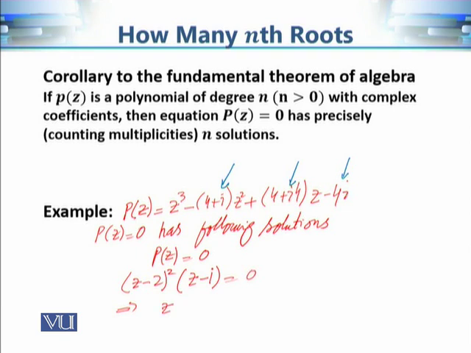Now we can factorize this polynomial into the following factors: (z minus 2) square multiplied by (z minus i). So in other words, we can say that this polynomial has the following roots: z1 equal to 2, z2 equal to 2, and z3 equal to i. Now we can see that 2 is repeated twice. So that's what this terminology counting multiplicities means. So if I have 2 appearing twice in the factorization, then I would count it as 2 roots.